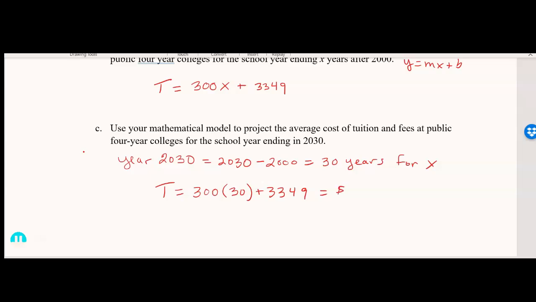And now what we're going to do is estimate. So you put that in your calculator. That would give you 9,000 plus the 3,349. So that would be $12,349. And that is what we are estimating for the tuition in 2030. All right, that takes us to the end of this section.